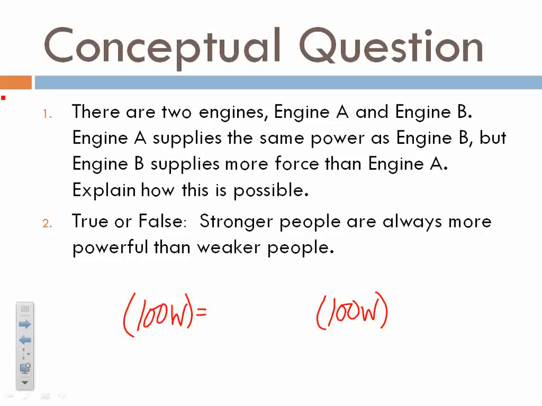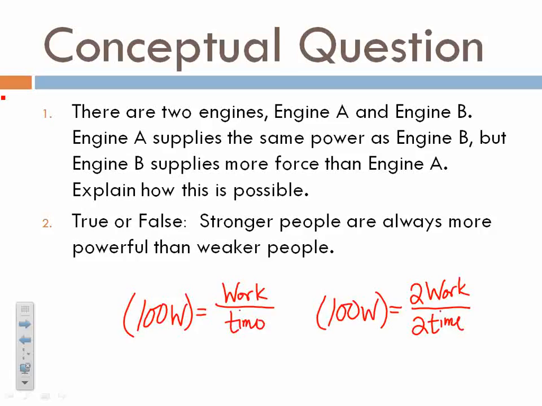So how is it that they have the same 100 watts worth of power, but let's say engine B has twice the force? If it has 2 times the force, that means it's going to do 2 times the work. So how does that work? If it does twice the work, that must mean that it does it in twice the time.